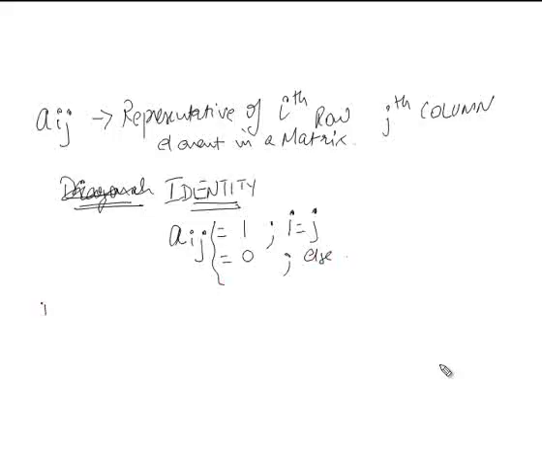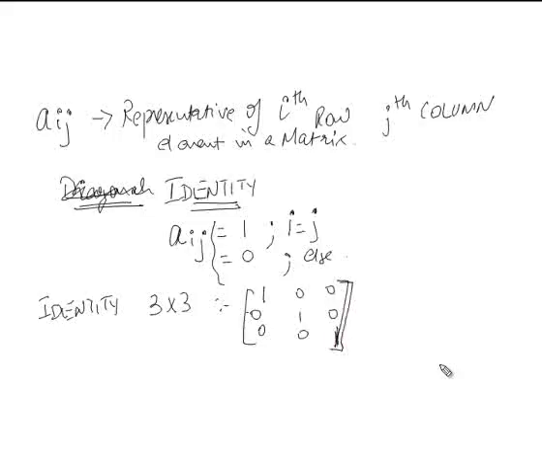Let us see this. Let us take an identity matrix. It should always be square, right? So let us take a 3 cross 3 identity. How will it look? 1 0 0, 0 1 0, 0 0 1. Correct?